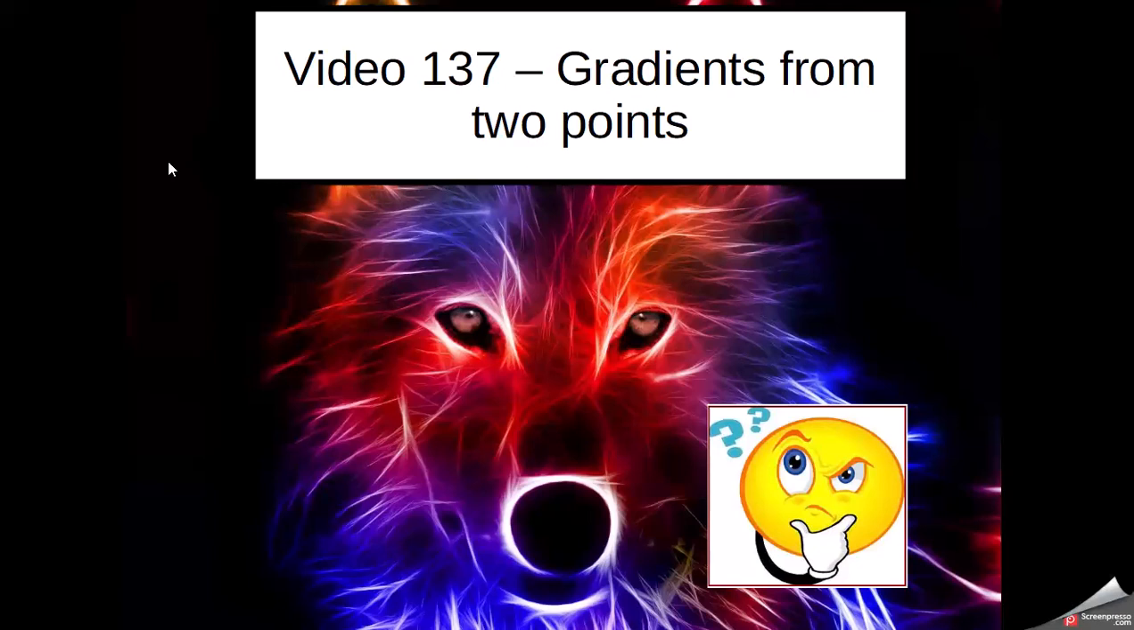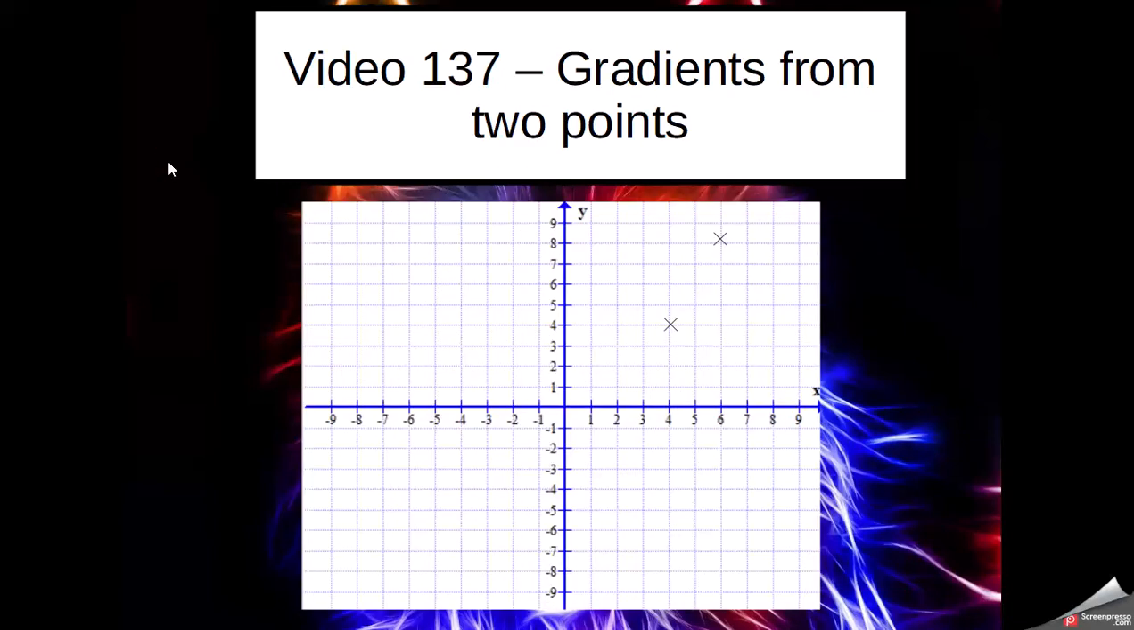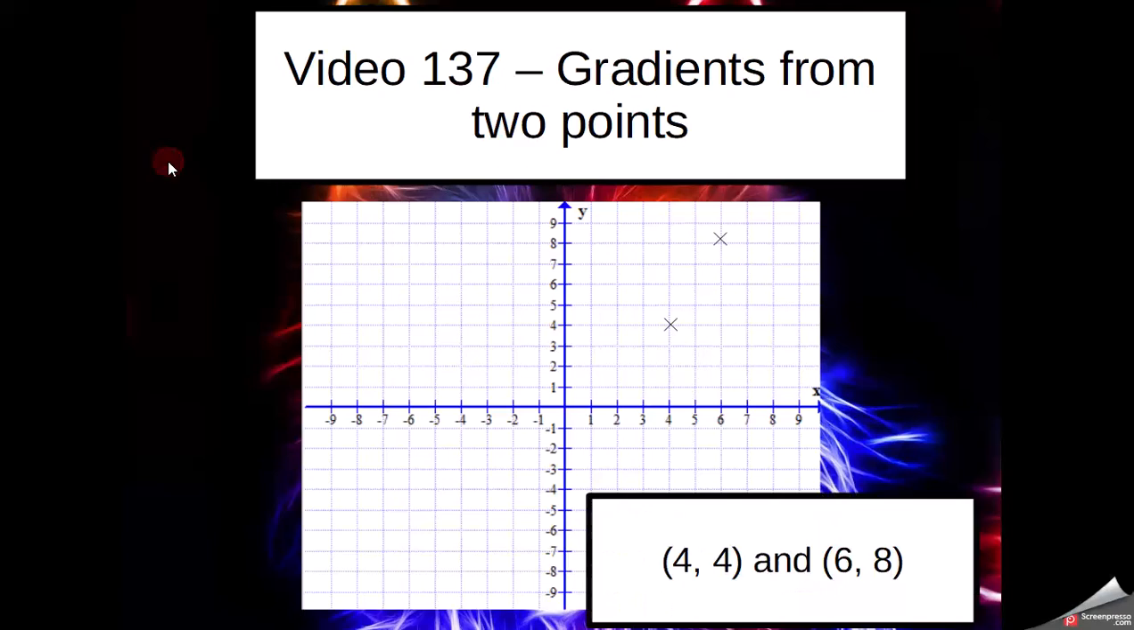Then for the higher tier, let's have a look at how we get the gradient from just 2 points. If we're not given the formula or an actual line, but we're simply given the coordinates of 2 points on that line, how do we work out the gradient of it? This is important because it will allow us to work out the actual equation of the line. So here we've got an example with two coordinates.